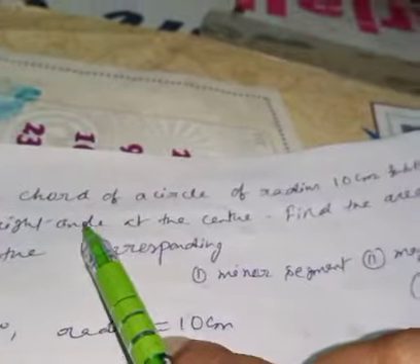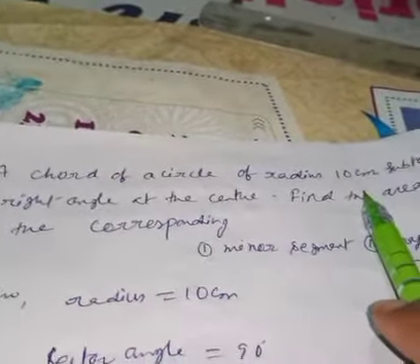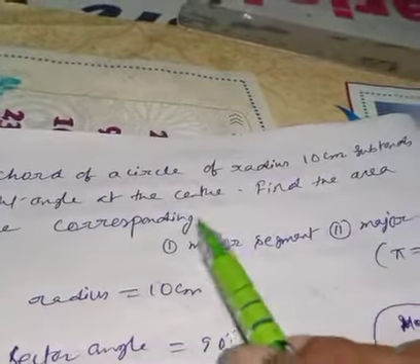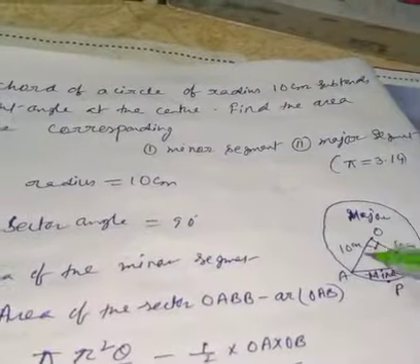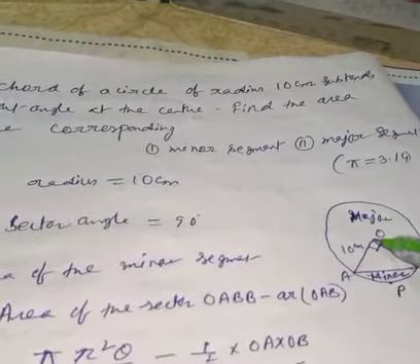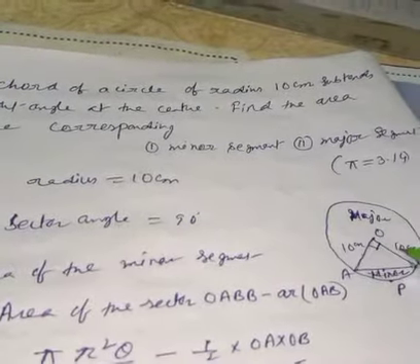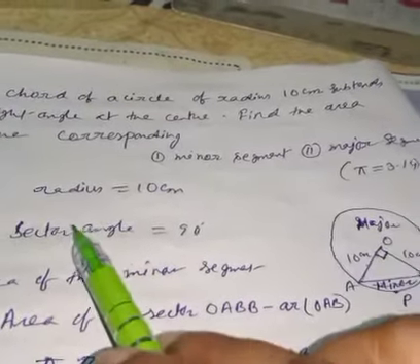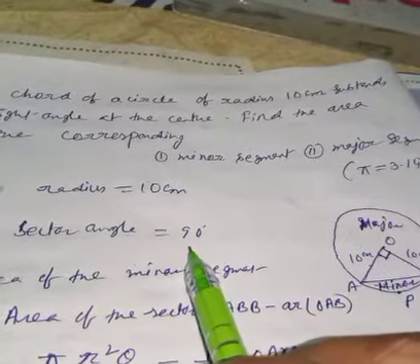Next, question number 4. A chord of a circle of radius 10 centimeter subtends a right angle at the center. Find the area of the corresponding minor segment and major segment. Suppose this is the figure. Name the chord AB and this O is the center of the circle. OA and OB are the radius. These are 10 centimeter, it is given in the question. And this angle is how much? 90 degree. So it is clearly given that the radius is 10 centimeter and the sector angle is 90 degree.